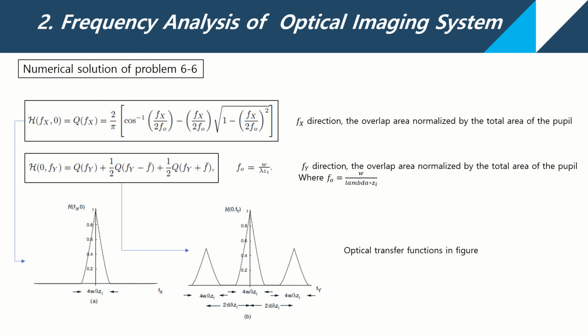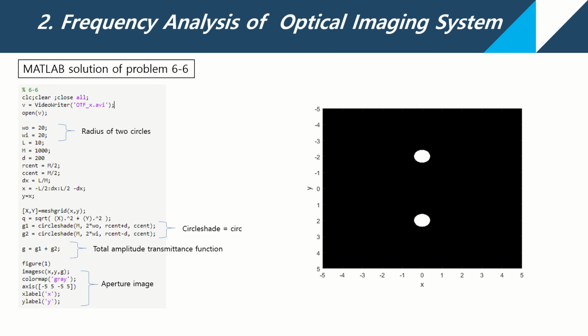To solve this problem numerically, we set the OTF function h in the fx and fy directions. OTF is the overlap area normalized by the total area of the pupil. So the figure can be achieved like this. This is the MATLAB solution for this problem. I used the circ function for the circle shape, and the total amplitude transmittance function is explained by the function G. The aperture image is well designed.